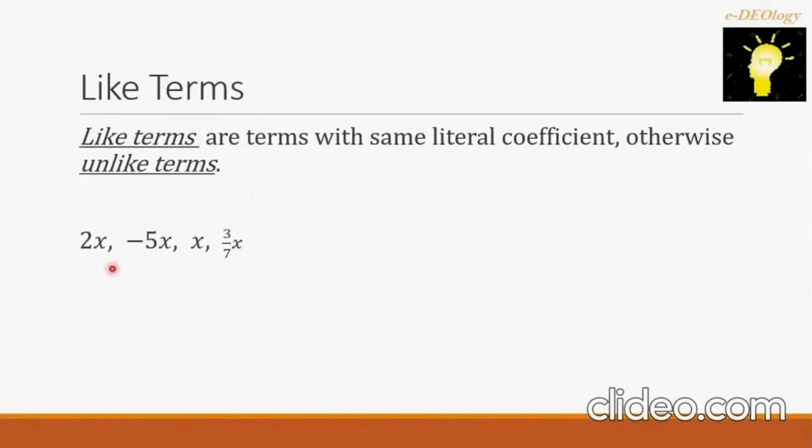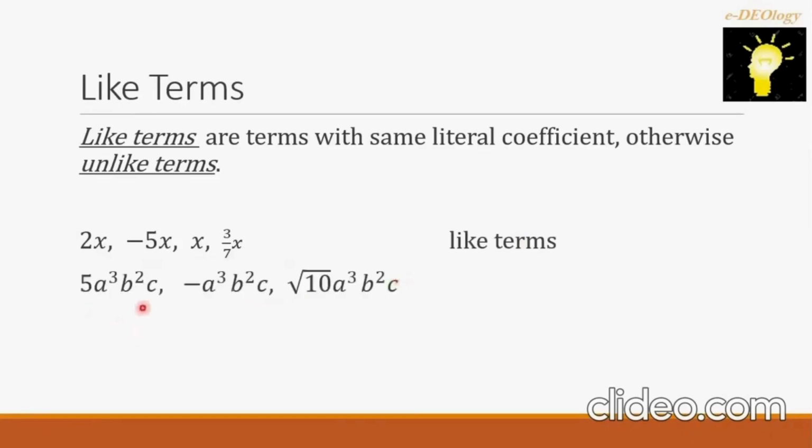Let's have some examples here. I have here 4 terms: 2x, negative 5x, x, 3/7 of x. As I observed, the literal coefficients for all these 4 terms are x. So they have common literal coefficient. So these 4 terms here are like terms.